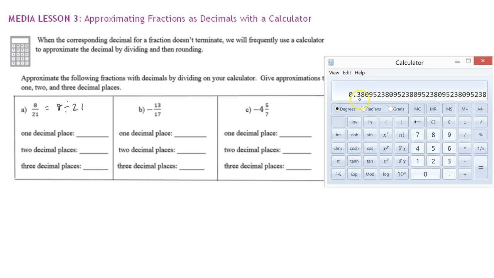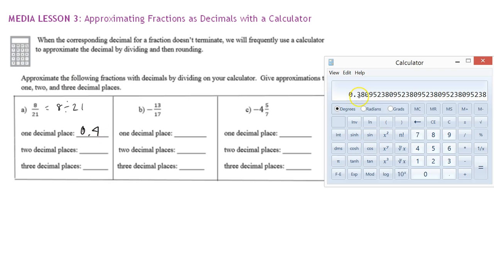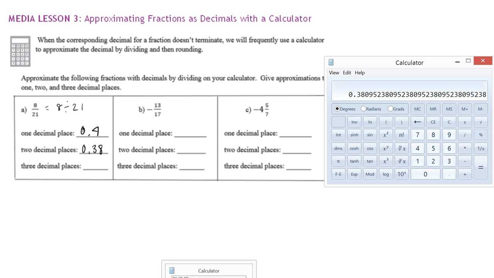So to 1 decimal place, here's the tenths place. The hundredths place is greater than 5, so I'm going to round to 0.4. For 2 decimal places, the third decimal place is 0, so I'm going to round down to 0.38. And finally, 3 decimal places. Here's the third decimal place. The fourth is 9, so I'm going to round up to 0.381.